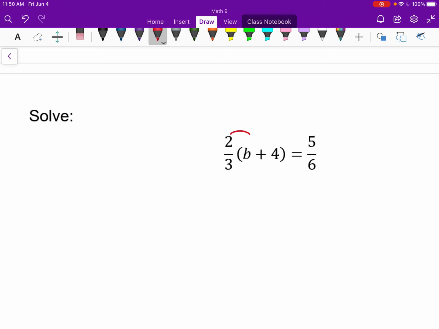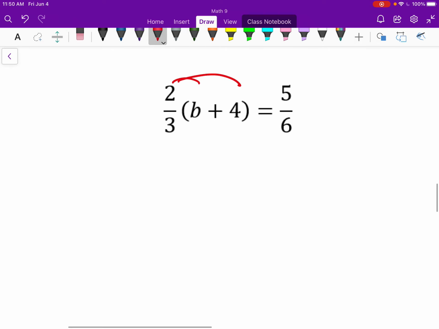distribute the 2/3 right away. Although I'm very aware of other things I could do. I'm going to distribute the 2/3 right away. So I have 2/3 times b is just 2/3 b, plus 2/3 times 4 is 8/3. Again, 2 times 4, 3 times 1, if you imagine there being a little 1 underneath here, however you want to look at it. And this equals 5/6.